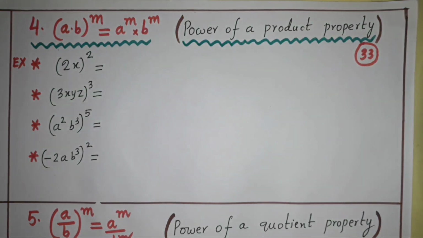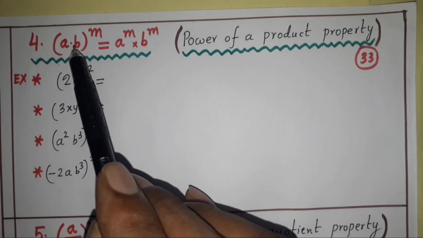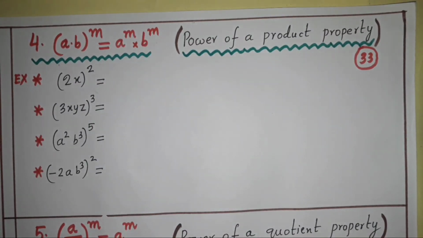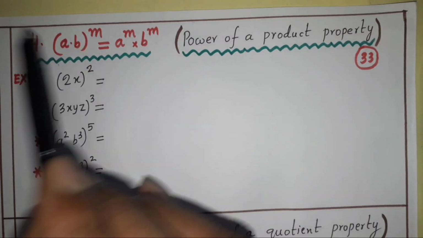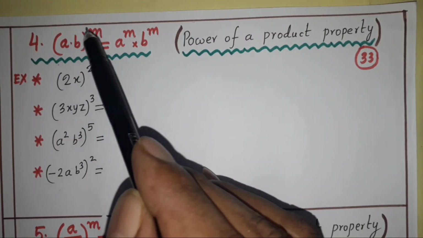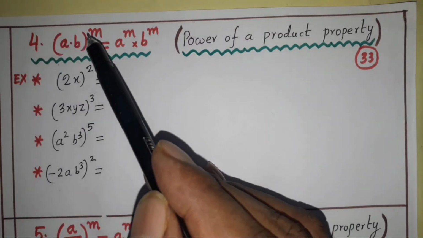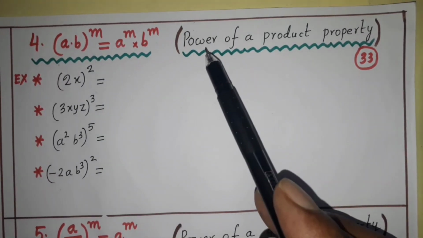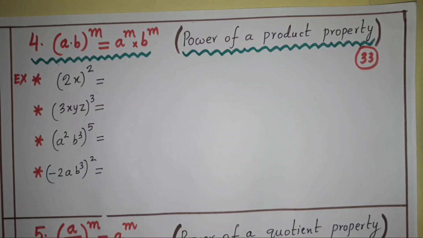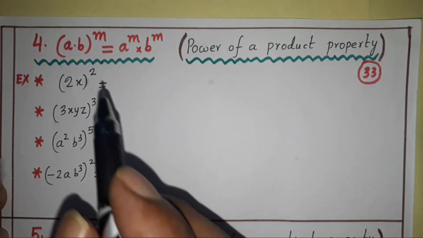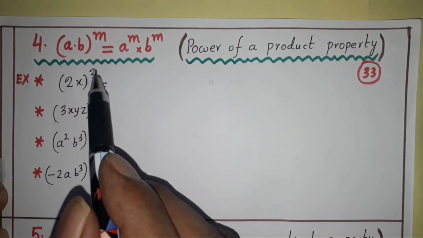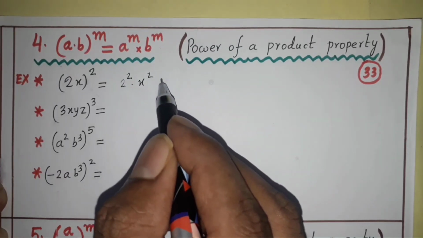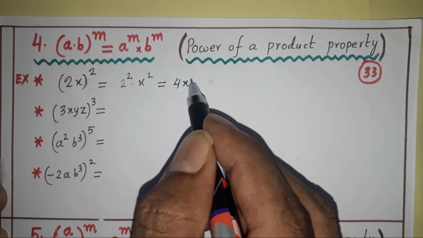Coming to the next law, children, that is (a into b) whole power m is equal to a to the power of m into b to the power of m. That means inside we are multiplying. For the whole there is a power. Then this whole power belongs to each and every number inside the bracket. This is called the power of a product property. Let us see the examples, children. (2x) whole square. This whole square belongs to 2 and also x. Then it is 2 square into x square, which is equal to 4x square.